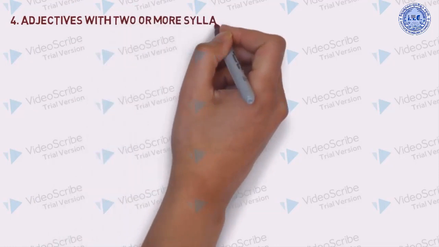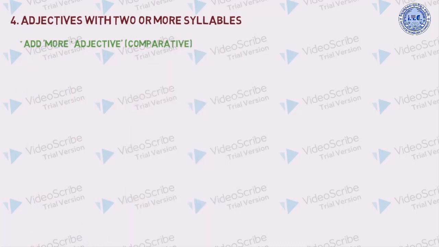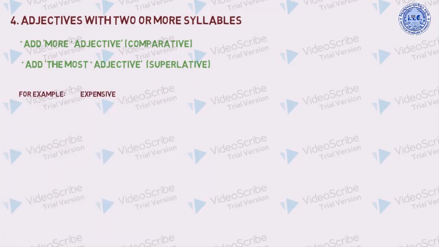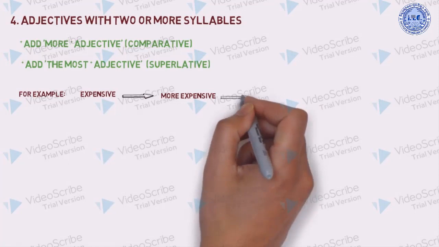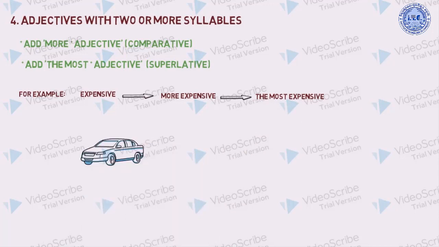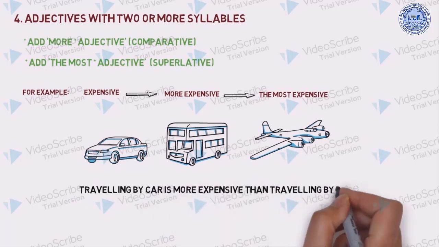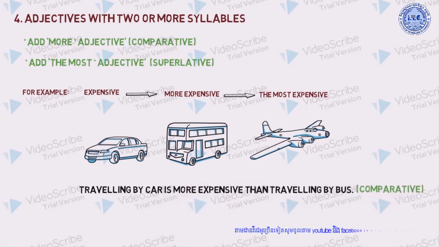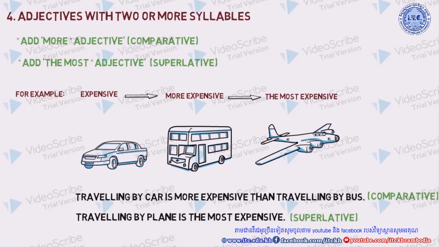Rule number 4. Adjectives with 2 or more syllables. Add more plus adjective for comparative. Add the most plus adjective for superlative. For example, expensive, to more expensive, and to the most expensive. Traveling by car is more expensive than traveling by bus. Comparative. Traveling by plane is the most expensive. Superlative.